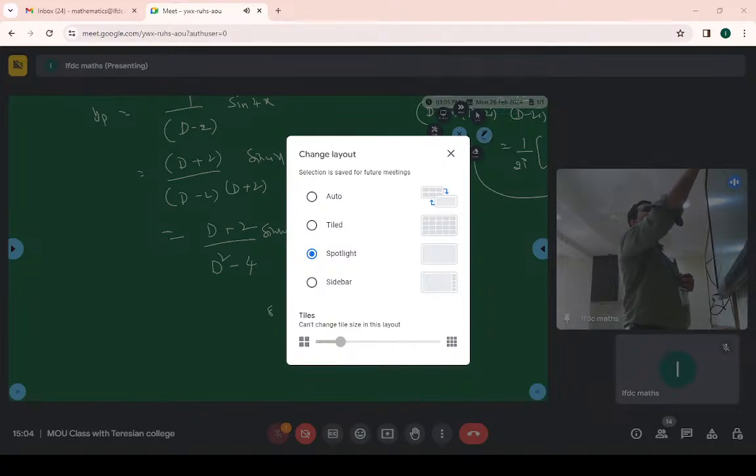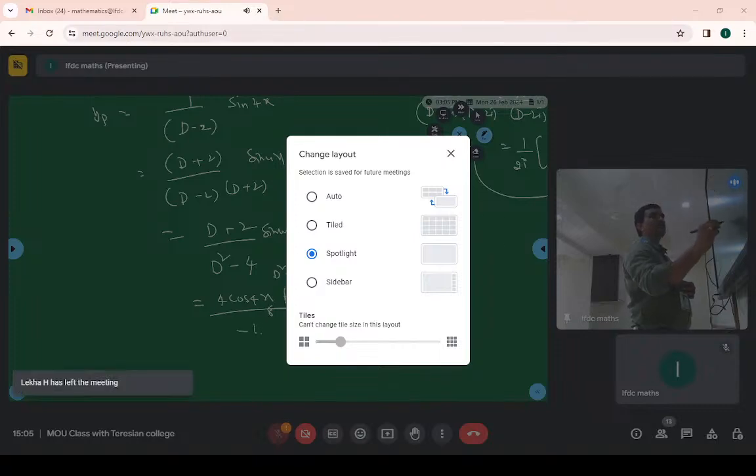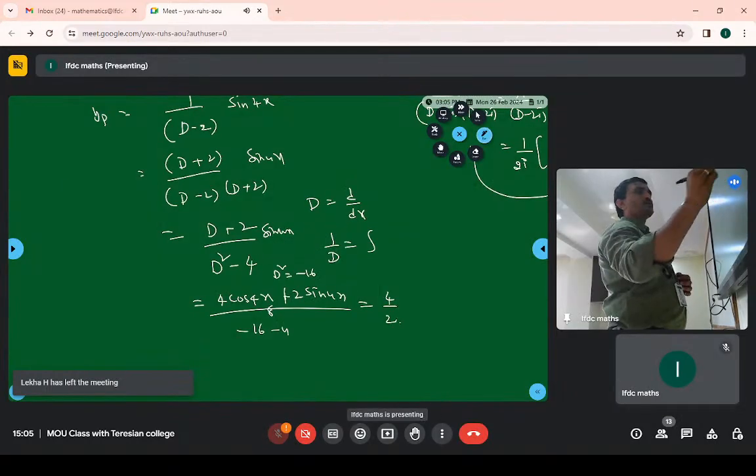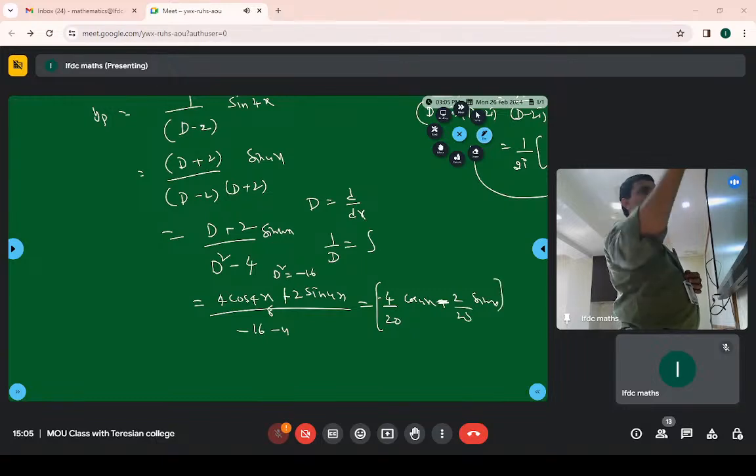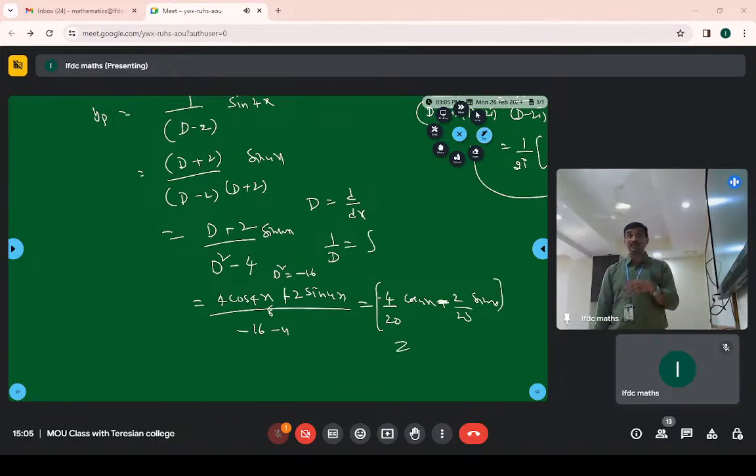Numerator: d is a differential operator, 1 by d is the integral operator. D by dx of sine 4x is 4 cos 4x plus 2 sine 4x. Denominator, I need to put d square equal to minus 4 square, so minus 16 minus 4, that is minus 20 will come. So minus 4 by 20 into cos 4x plus minus 2 by 20 into sine 4x. So you can divide and write that. This is the second method. Is it clear now?